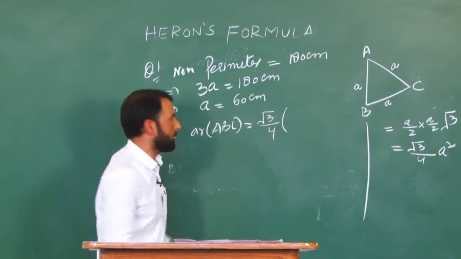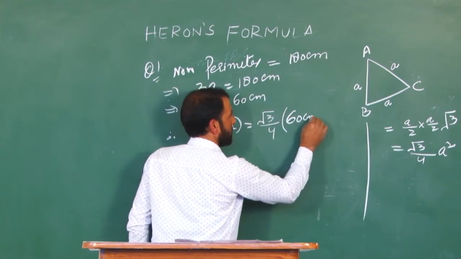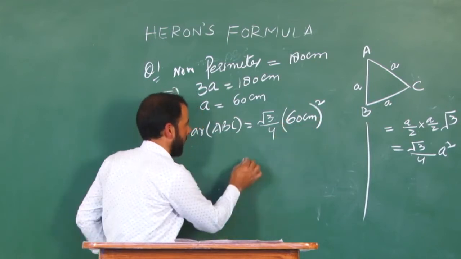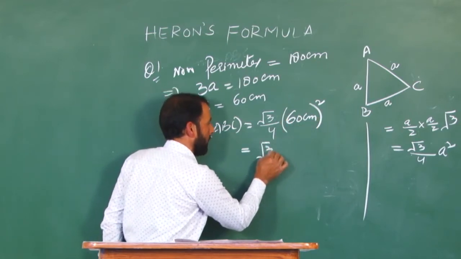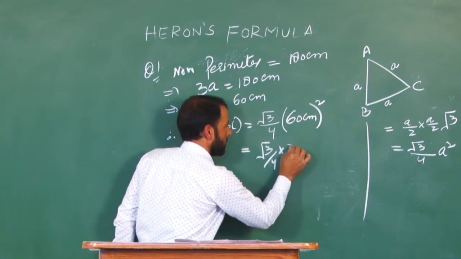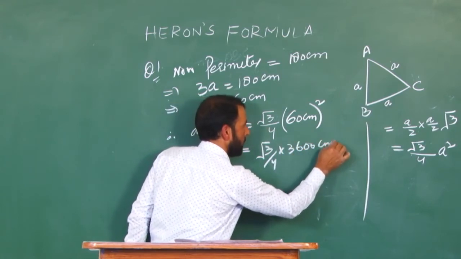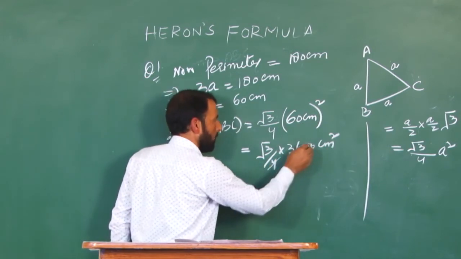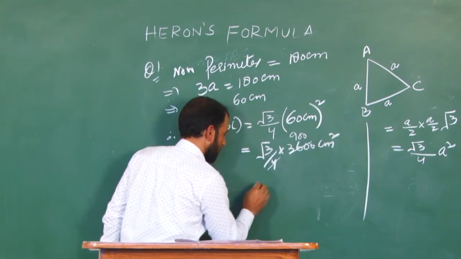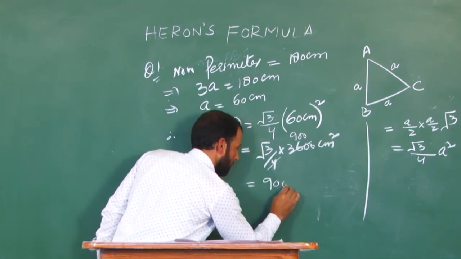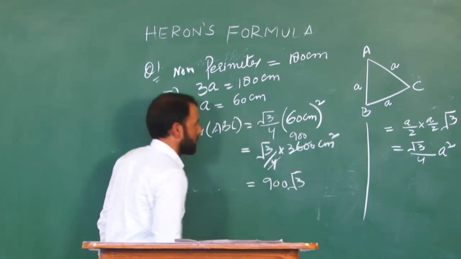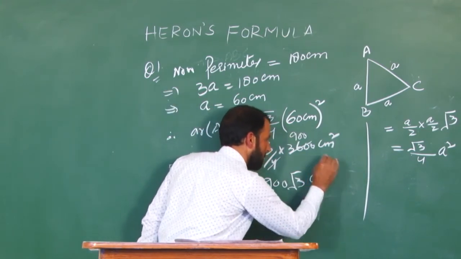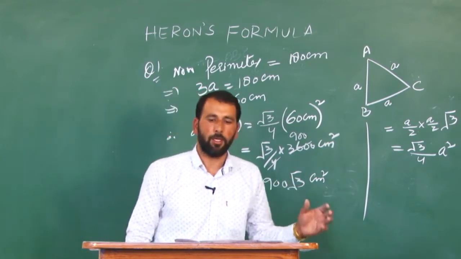It is 60 centimeter, so we can use 60 here, 60 centimeter whole square. When we square the 60 centimeter, we get square root of 3 divided by 4 into 3600 centimeter square. Then after cancellation, 4 into 900. So what will be the area of this equilateral triangle? It is 900 square root 3 centimeter square.